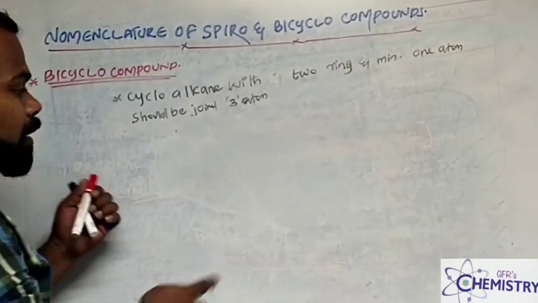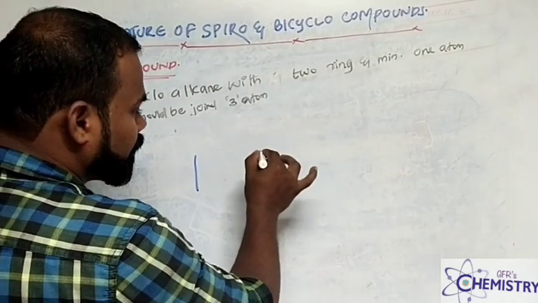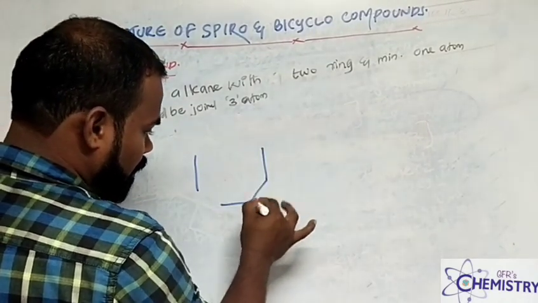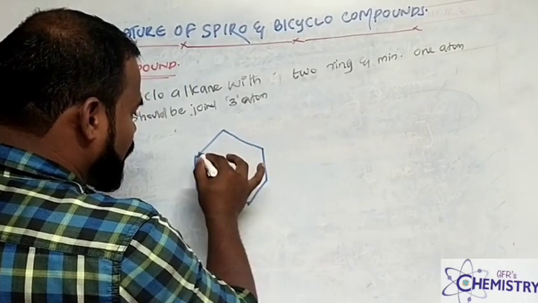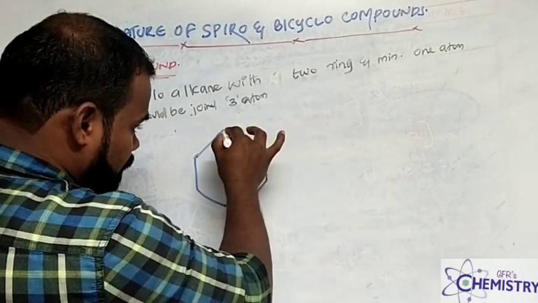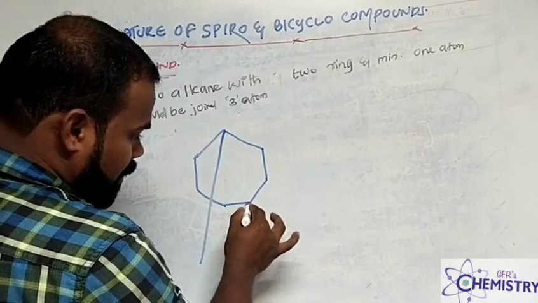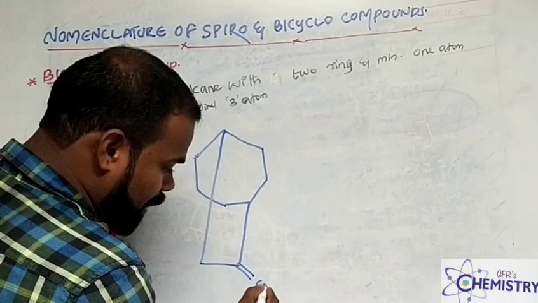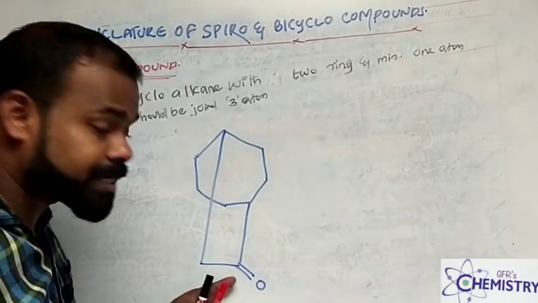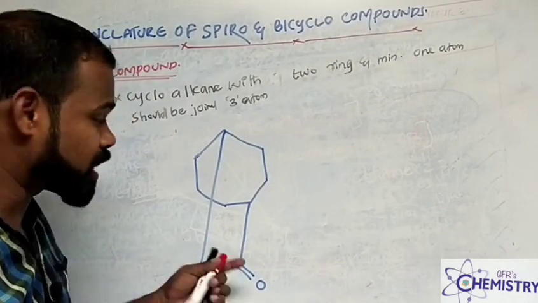Next, some other arrangements also. You may get it like this. Here one line passes through. Here there may be a double bond O. Double bond O means C=O, that means a ketone functional group is here.